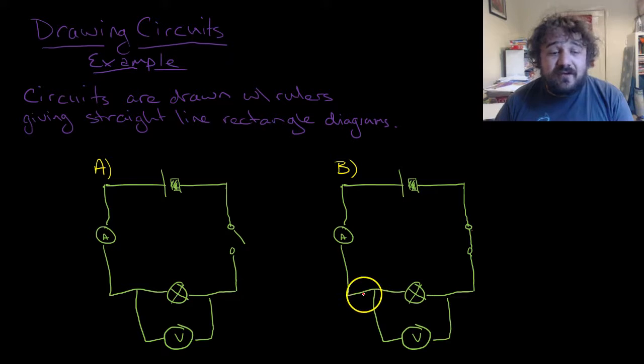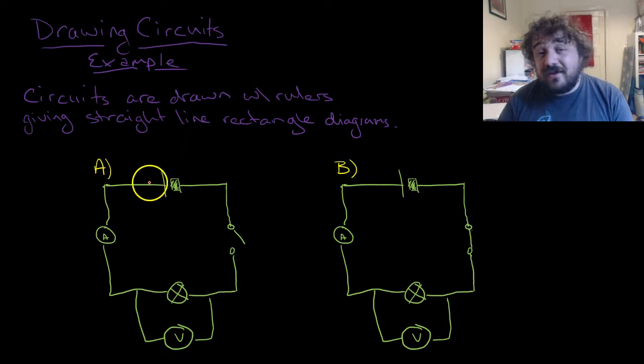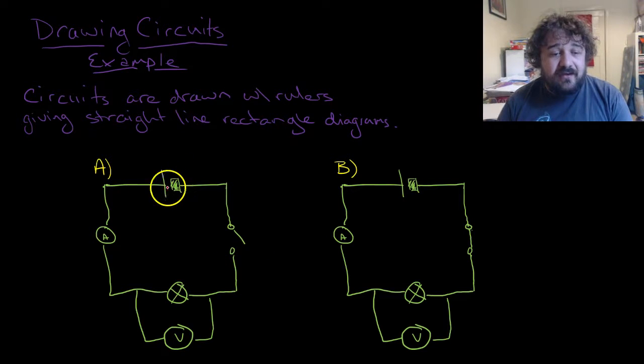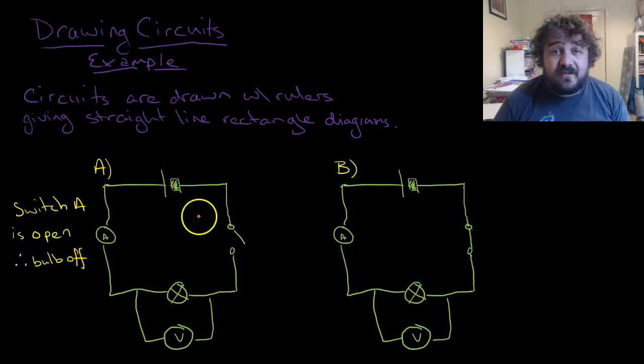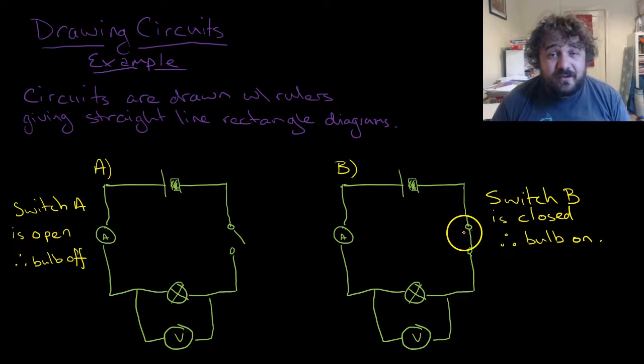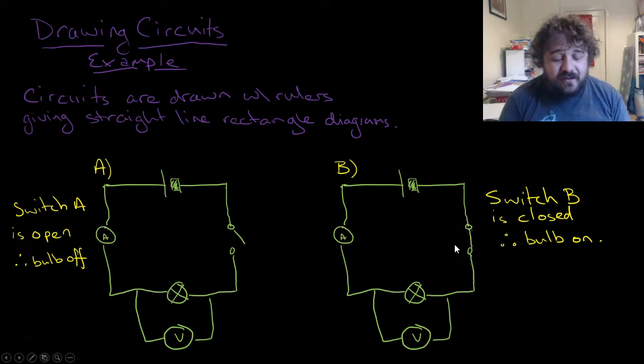Now, we've got two circuits drawn here. The circuits are drawn with rulers, giving you straight line rectangular diagrams. Here we have a transformer, goes around to an open switch with a light bulb, voltmeter, and an ammeter. Now switch A is open, and that means the bulb is off. And over here we see that switch B is closed, which means the bulb is on. And that's how we draw a circuit.